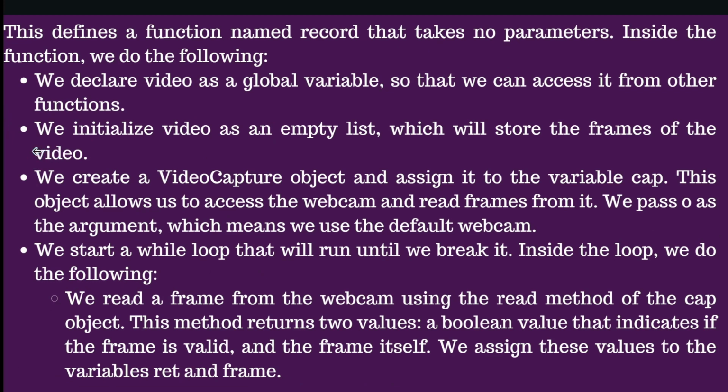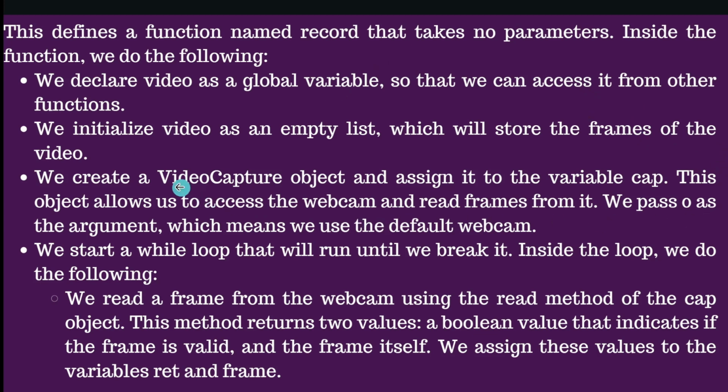Now we have to take a record with no parameter inside the function. We do the following. We declare video as a global variable, so that we can access it from other functions. We have to do this because video is the main part. We initialize video as an empty list, which will store the frames of the video. Yes, you have to put it and store the frames here.